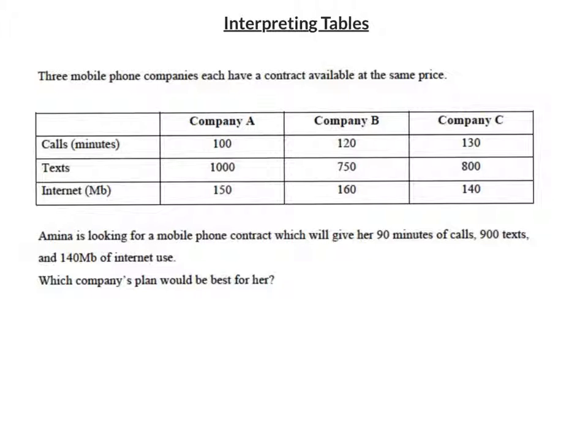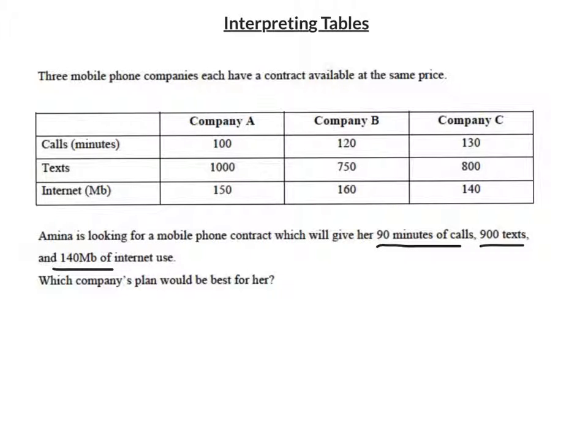In this video, we're looking at interpreting tables. Now, this table here is mobile phone companies and the contracts they have available. And this person wants to make sure that contract will have at least 90 minutes of calls, 900 texts, and 140 megabytes of data. So we need to see if any of these fit those requirements.